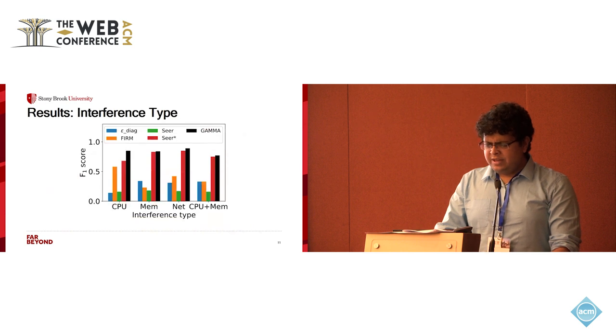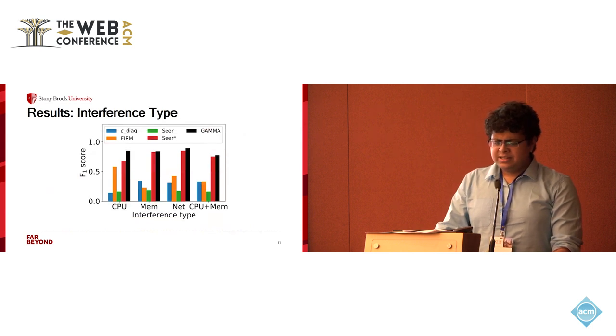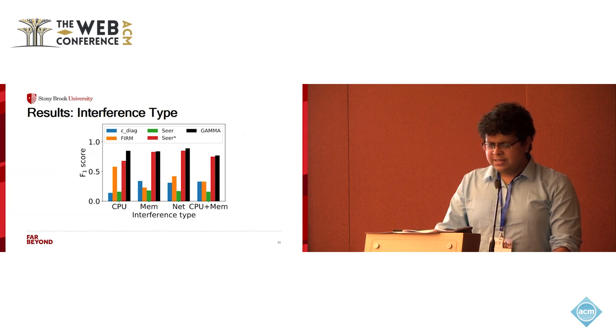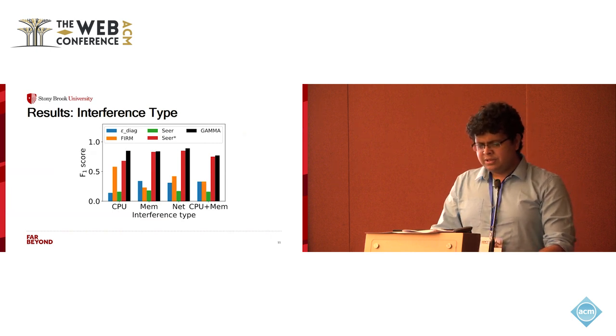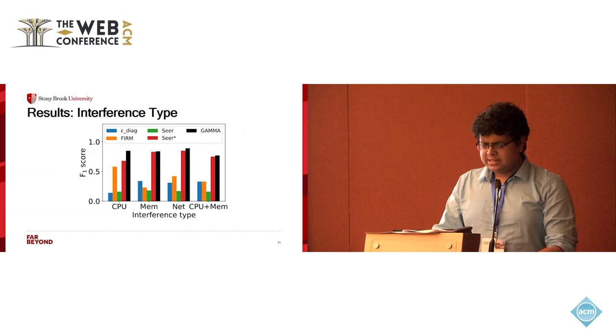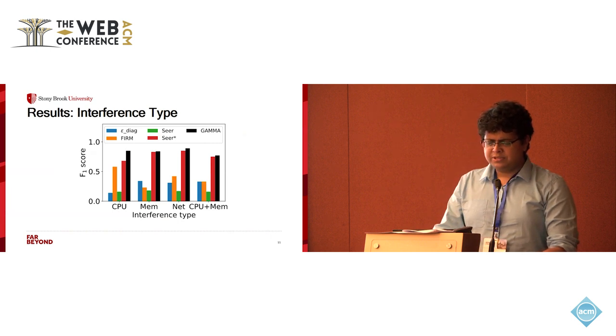Lastly, we evaluate Gamma and the baselines by separately training and testing over traces that contain bottlenecks from a specific source, such as CPU interference, memory blockades, network interference, and combined CPU and memory interference. On the y-axis, we have the F1 score, with higher being better. And on the x-axis, again, we have the type of interference induced.